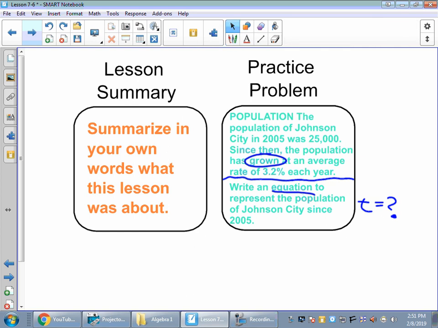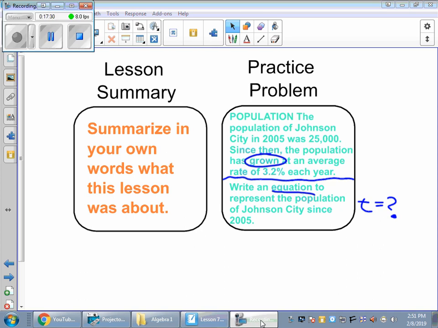Bring your questions. We'll work on this. I know it's a lot to throw at you, but as long as you can plug numbers into equations and keep the equations straight, you'll be fine. Okay? That is it for section 7.6. That is it for chapter 7.